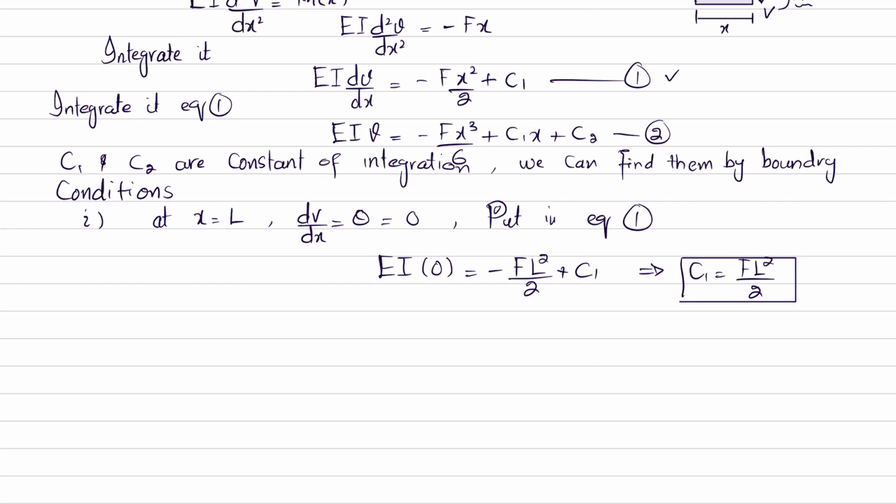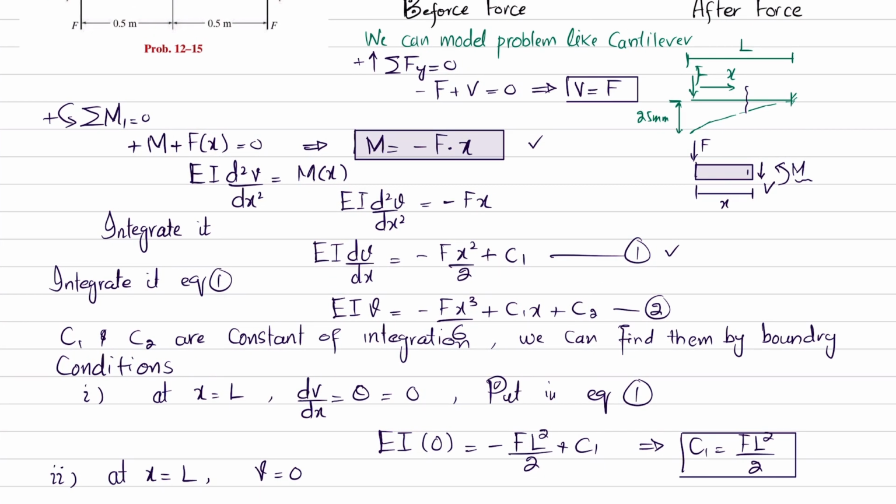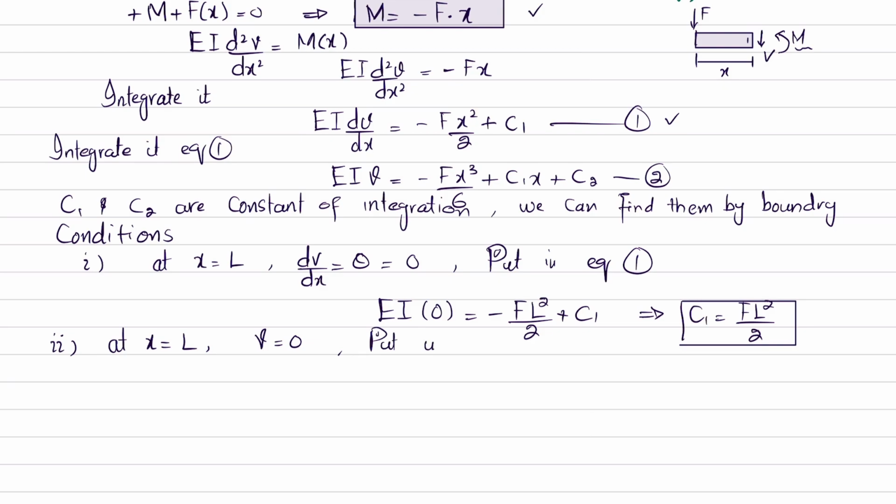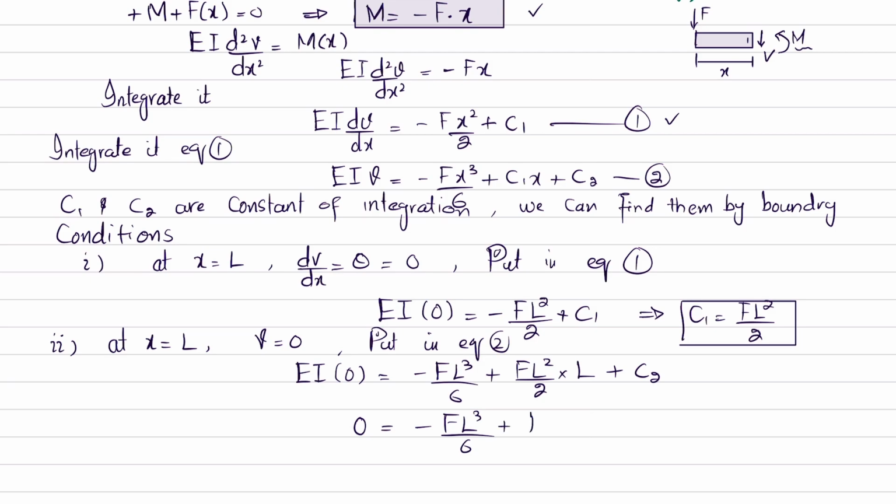Now we will find C2 by using another boundary condition, and that boundary condition is that at x is equal to L, we have deflection equal to 0. So again, from here you can see that at x is equal to L, we have deflection v equal to 0. So we will put it in equation number 2, which is about deflection. So when you put EI into v is 0 is equal to minus x replaced by L, so FL cube over 6 plus C1, which is FL square over 2, into x, which is L, plus C2. So 0 is equal to minus FL cube over 6 plus FL cube over 2 plus C2.